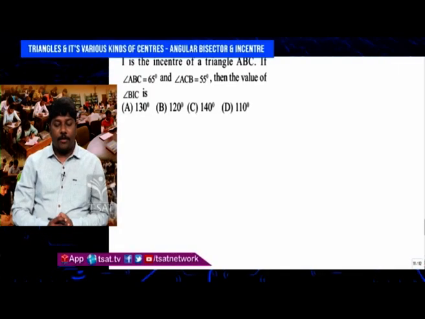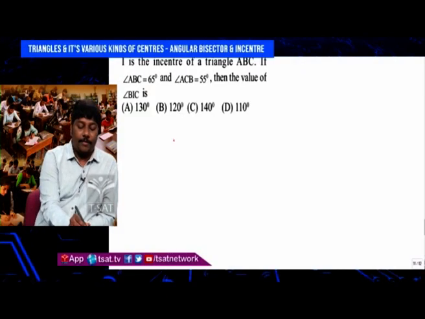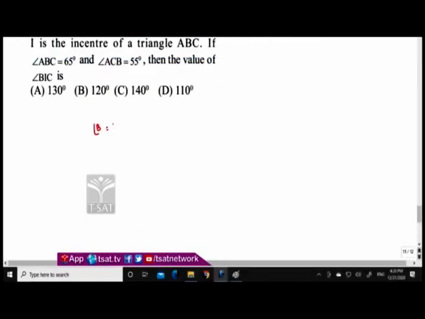I is the incenter of triangle ABC. Angle ABC is equal to 65 degrees and angle ACB is equal to 55 degrees. Find the value of BIC. Here angle ABC is nothing but angle B, given as 65 degrees. Angle C is given as 55 degrees. Therefore, angle A is 180 minus 120, which is equal to 60 degrees.